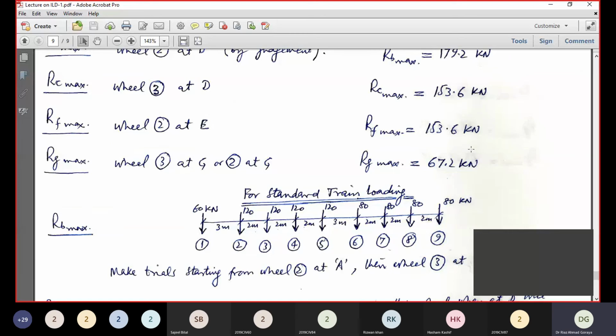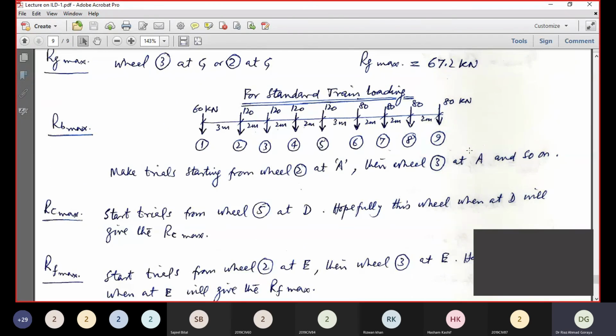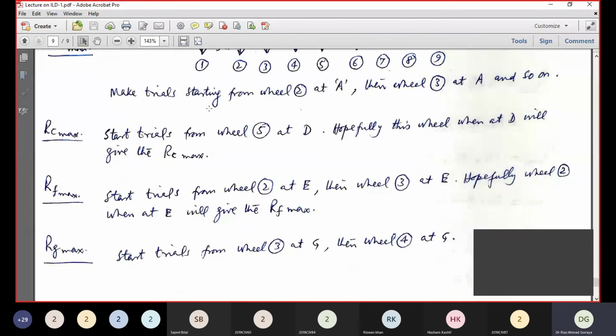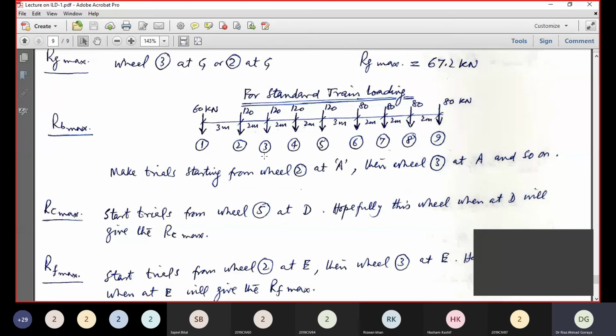Then for standard train loading, you have to make the trials starting from wheel 2 at A, then wheel 3 at A, and so on. For RC max, start trials from wheel 5 at D. Hopefully this wheel when at D will give the RC max. Similarly, other 2 trials you have to make. Now, these you have to do at your place by yourself, and you will send these numerical problems by Friday, and thus you can email by Friday.